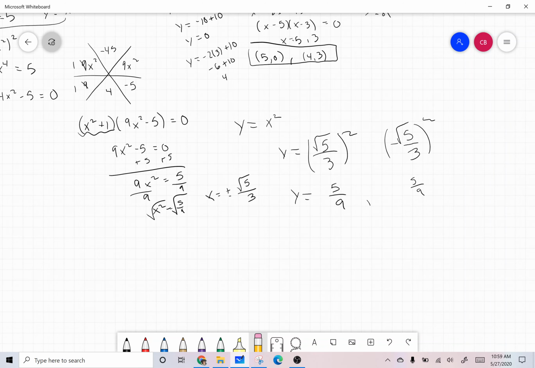So our solutions are square root of 5 over 3 and 5/9, and negative square root of 5 over 3 and 5/9. Okay, so that will be our solution for this one.